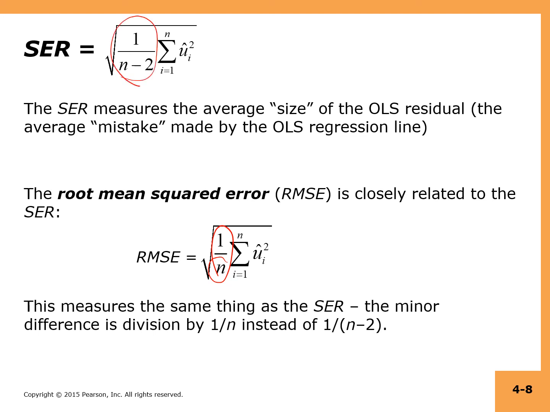This difference in dividing by 1 over n versus 1 over n-2 doesn't really matter as the sample size gets bigger. So if your sample size is 1,000, dividing by 1 over 1,000 or 1 over 998 doesn't really make that much of a difference. So RMSE becomes similar to SER.